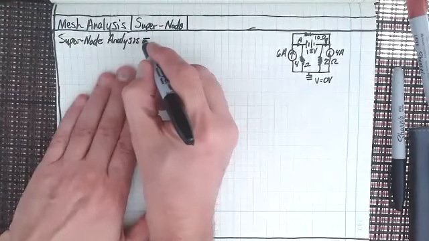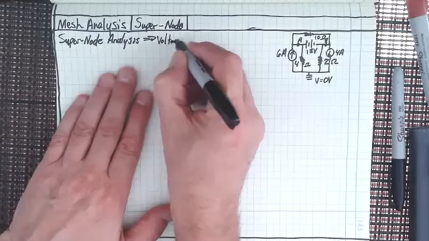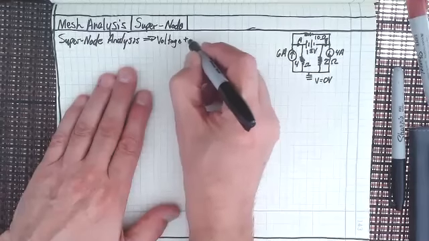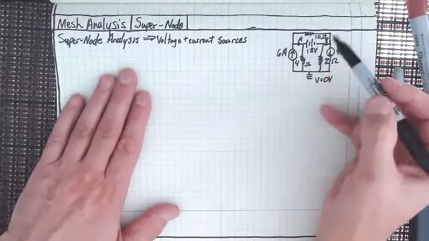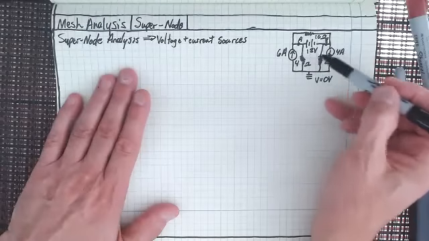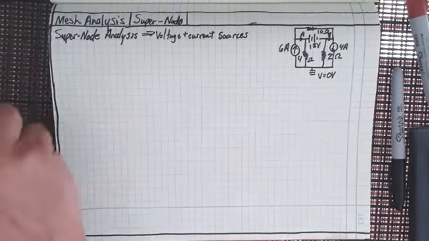is when we have voltage and current sources both prevalent in the circuit. And you can see here we've got voltage sources and current sources. Now we've got two current sources and we got one voltage source. And I'm using Supernode analysis.